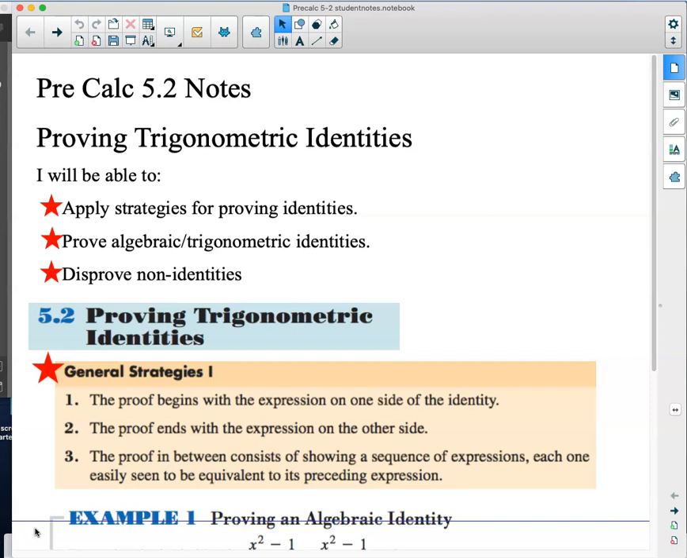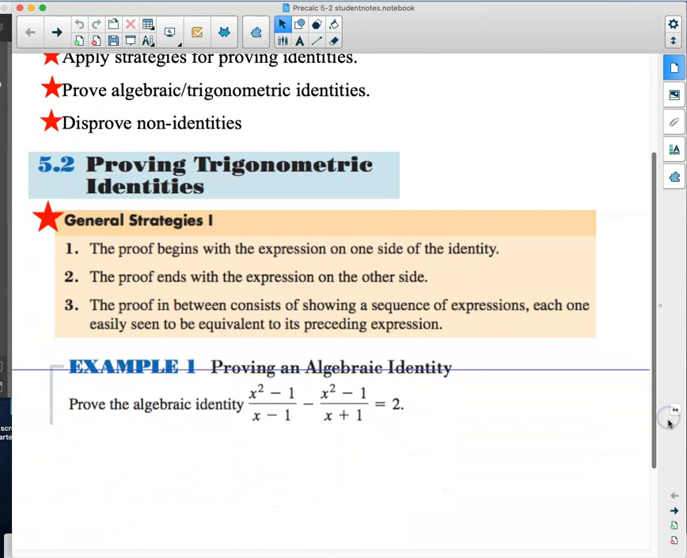And so I used those strategies when I went through and started thinking, if somebody has trouble, what would they need? So we're going to be able to apply strategies for proving identities, prove algebraic trigonometric identities, and disprove non-identities. So there's another little geometric spot for you there where you think, okay, how many counterexamples did we have to show that something doesn't work? And you just have to find one. That's all. So every once in a while, they'll give us something that's just not going to work out, just to check and see if we're paying attention.